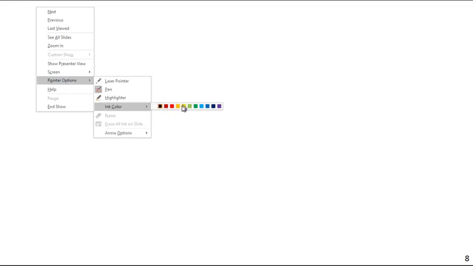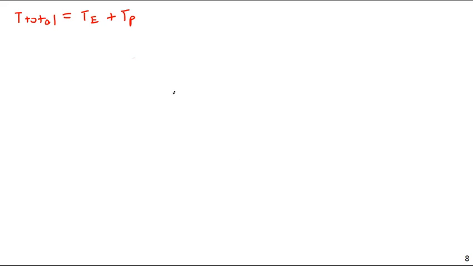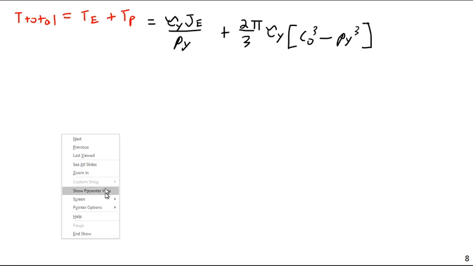Then, moving along, I want to find the total torque. The total torque, T total, is equal to T elastic plus T plastic, which is equal to tau yield J E over rho y, plus the formula that we've seen previously for the plastic region, 2 pi over 3 tau yield times C outer to the third minus yield radius also to the third. Okay? And I need to find the J E first.